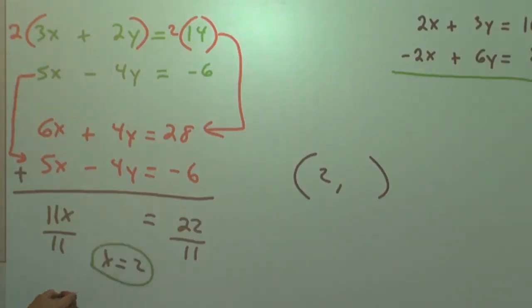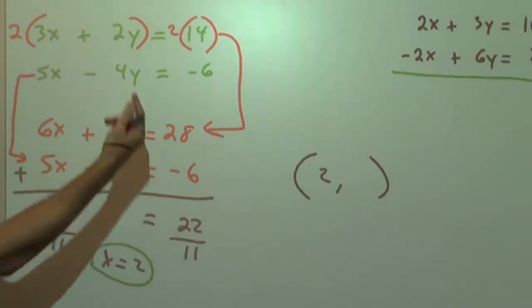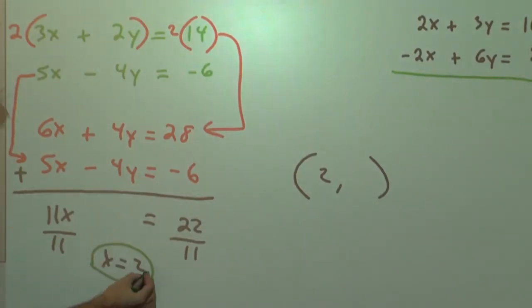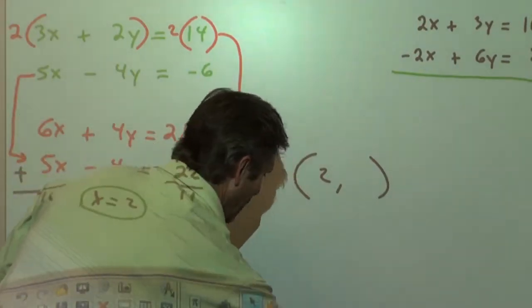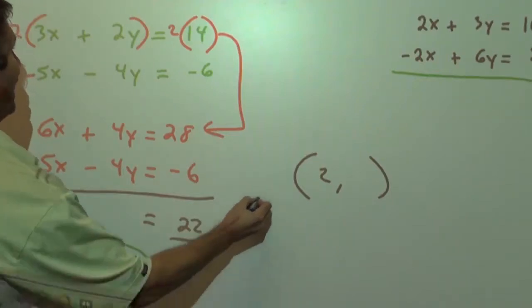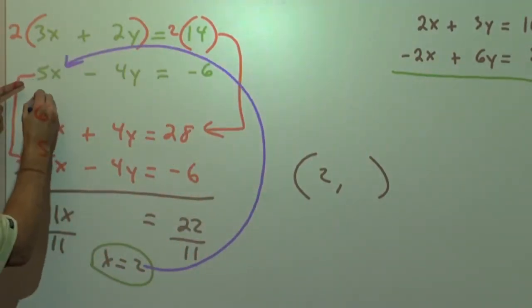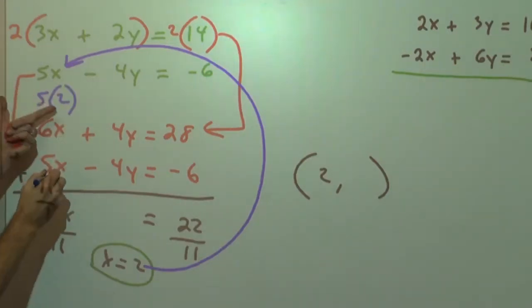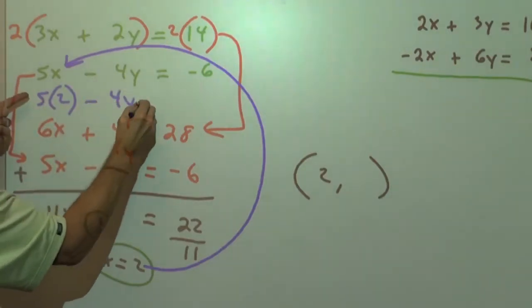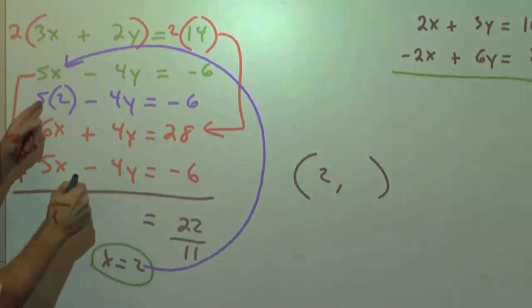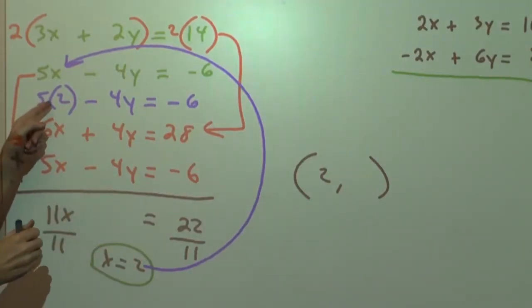Hey, once we know that x equals 2, pick either of these two equations and put 2 back in for x. Let's get blue. Let's put this guy back into this equation this time, the second one. So here's what we have. We have 5 times the known value of x, which must be 2, minus 4y is equal to negative 6. This is 10. 5 times 2 is 10.